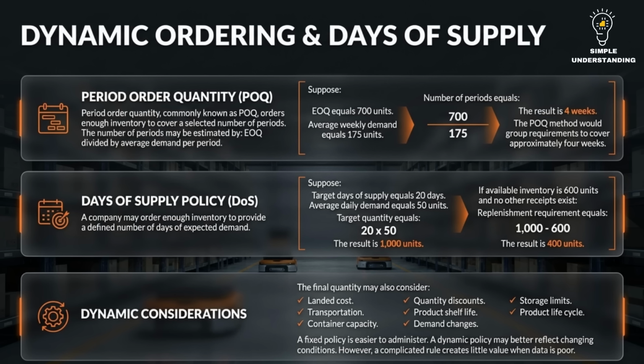Dynamic considerations. The final quantity may also consider landed cost, transportation, container capacity, quantity discounts, product shelf life, demand changes, storage limits, product life cycle. A fixed policy is easier to administer. A dynamic policy may better reflect changing conditions. However, a complicated rule creates little value when data is poor.